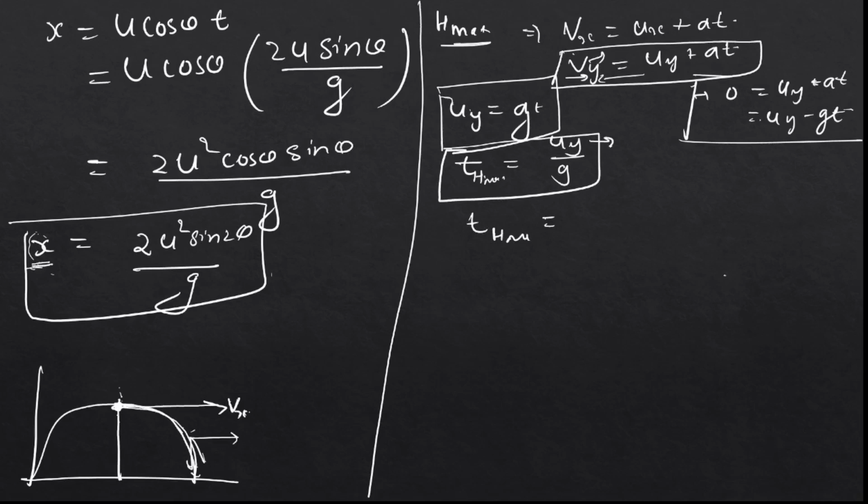That will be u sine theta. Why? Because we have already resolved it into two components, which is u sine theta. So the time it has taken to reach the maximum point is u sine theta upon g, right?